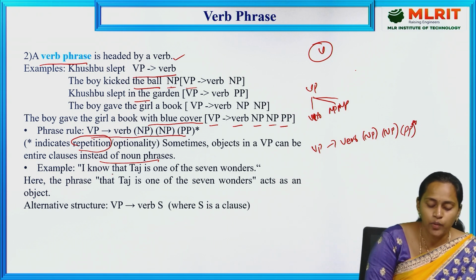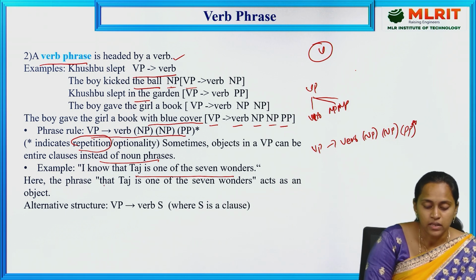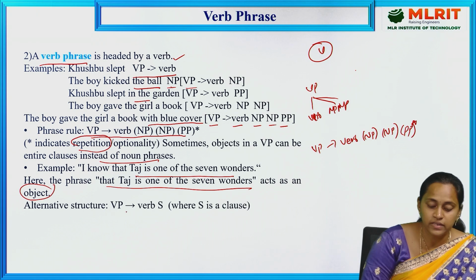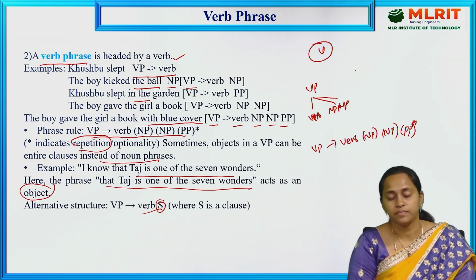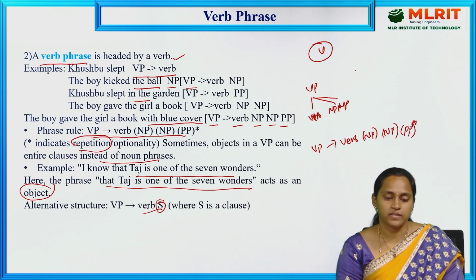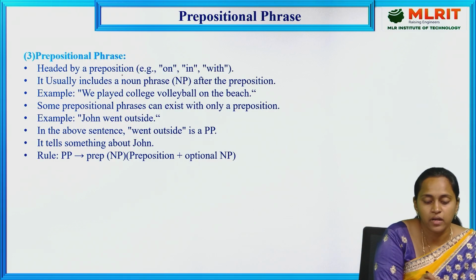Example: I know that Taj is one of the 7 wonders. Here, Taj is one of the 7 wonders acts as an object. The alternate structure is verb phrase. This is a clause. This is about the verb phrase. Next, third one, prepositional phrase, headed by the preposition.